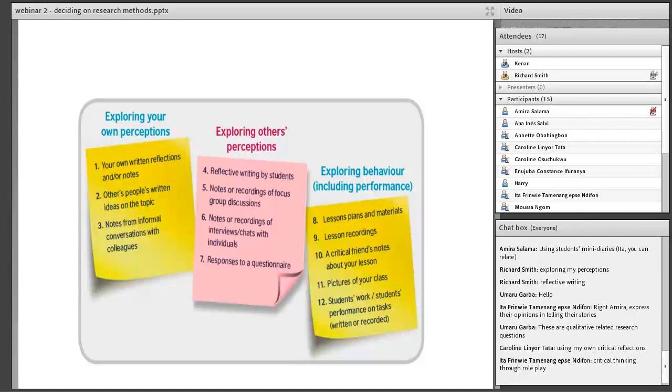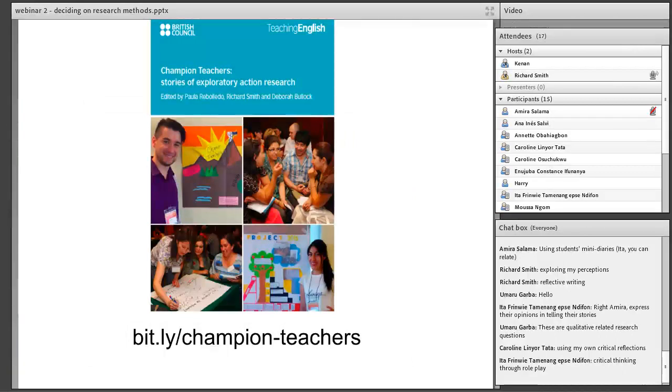So that's observation, really. Sometimes pictures can help, as can students' work or students' performance on tasks, either written or recorded, which can be useful in finding out what students are actually doing.